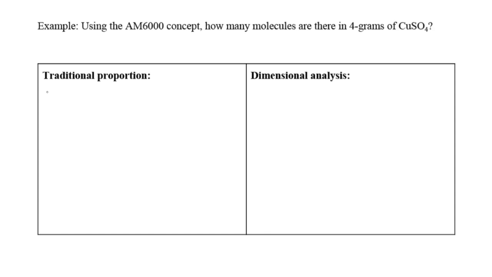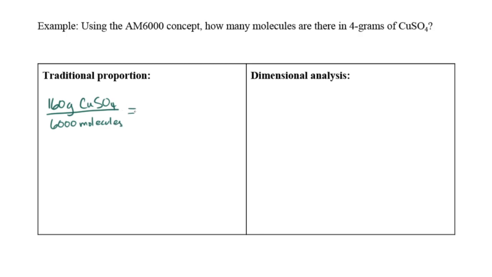Our example problem is, using the AM6000 concept, how many molecules are there in 4 grams of copper sulfate? Because we are using the AM6000 concept, we need to start with a number that comes from the periodic table. The first step is to figure out the mass of copper sulfate, which is 160 grams. Because this is a number straight from the periodic table, we know it has to be over 6,000 molecules.